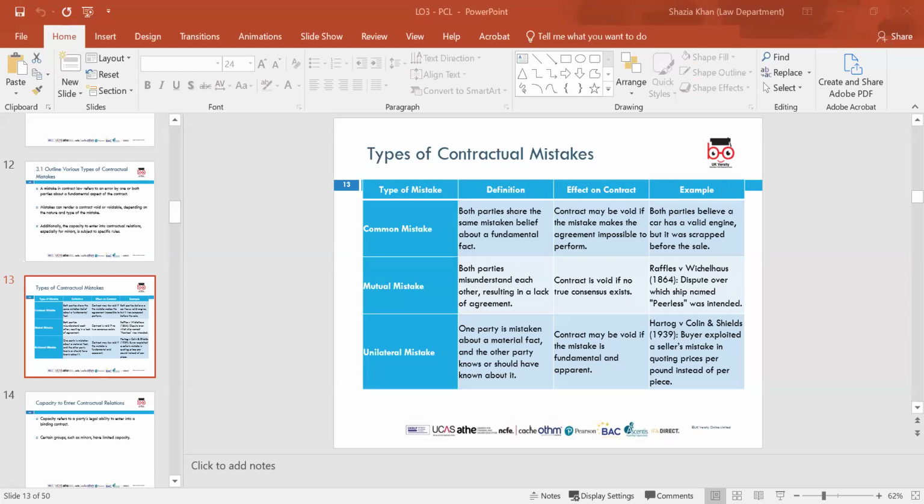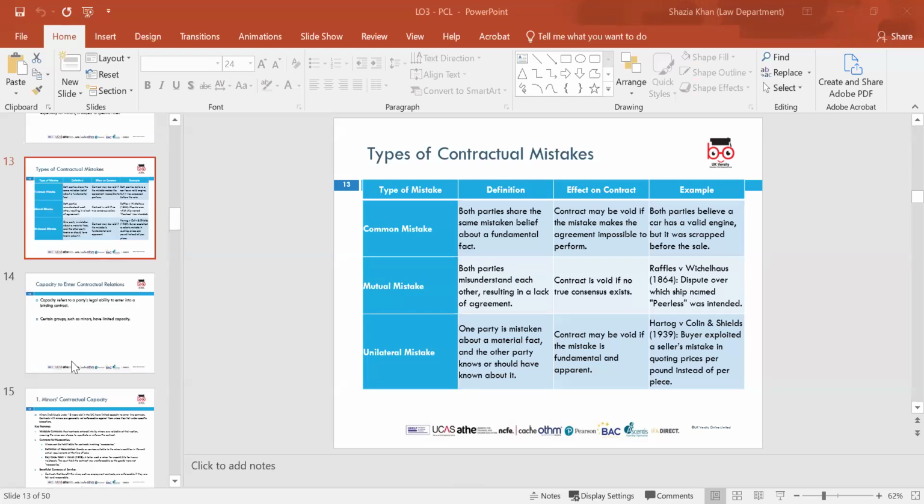Mutual mistake is where both parties misunderstood each other, resulting in a lack of agreement. The contract is then void as no true consensus exists. Cases: Raffles and Wiltshire, which I spoke about a bit earlier on. And then unilateral mistake: one party is mistaken about a material fact and the other party knows of it or should know of it. The effect on the contract may be void if the mistake is fundamental and apparent. Cases such as Hartog and Colin & Shields, 1939, where the buyer exploited the seller's mistake in quoting prices per pound instead of per piece.